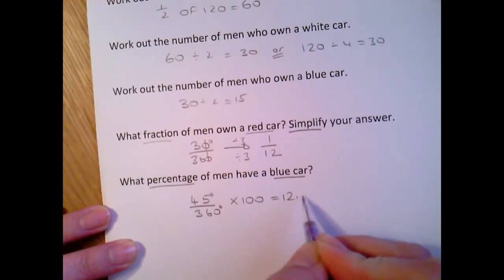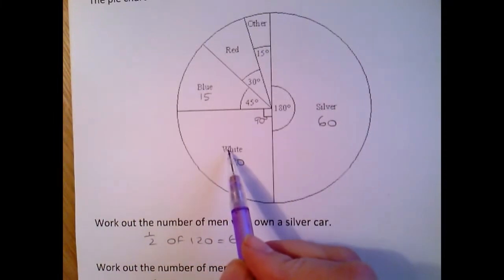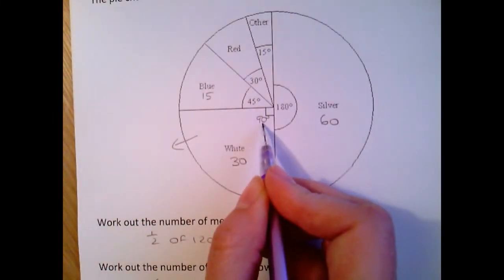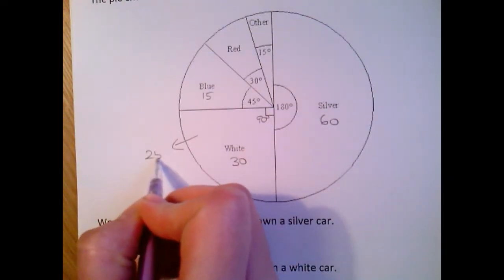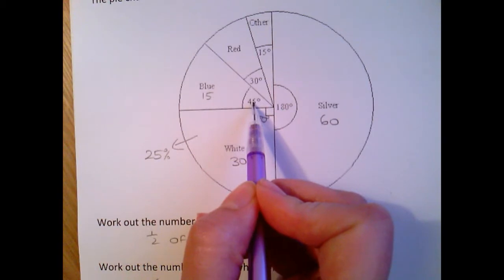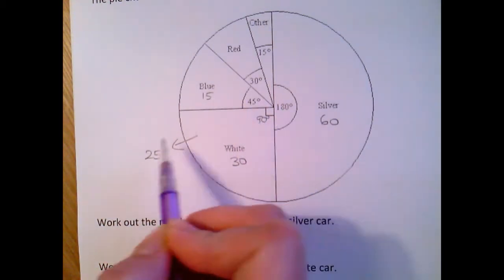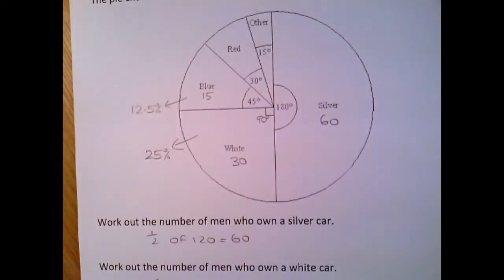So 12.5%. The other way that you could do it: we said 90 degrees is a quarter of the full circle, and a quarter as a percentage is 25%. And then we said 45 degrees is half of the 90. So you could halve the 25%, and half of 25 is 12.5. So that's another way that you could do it.